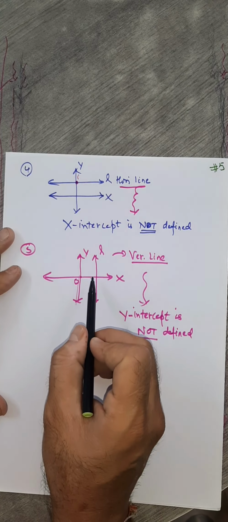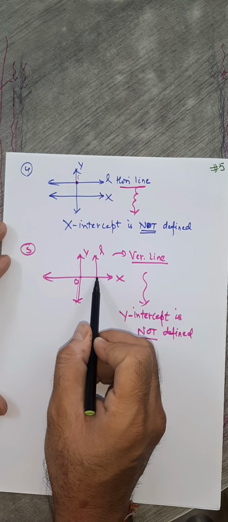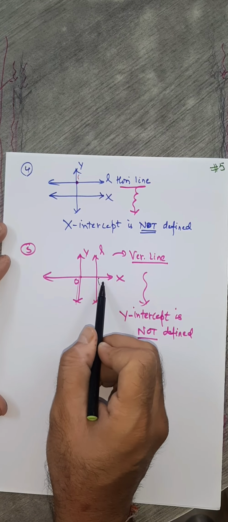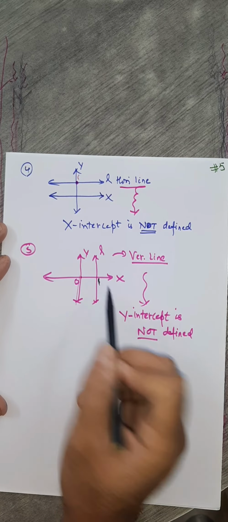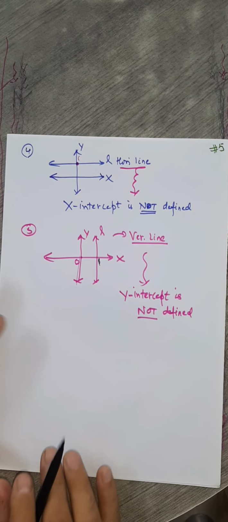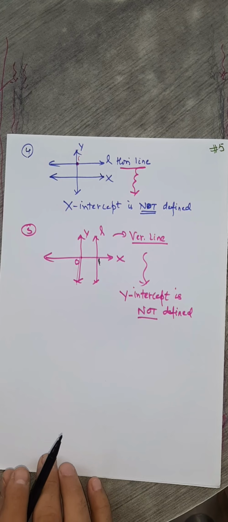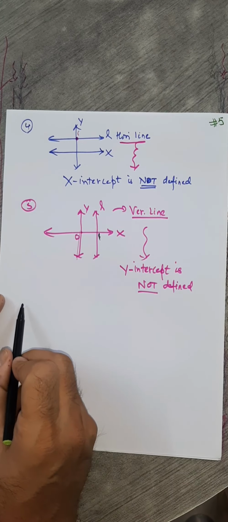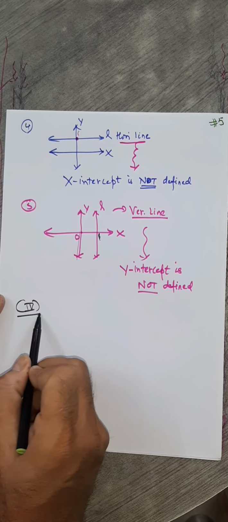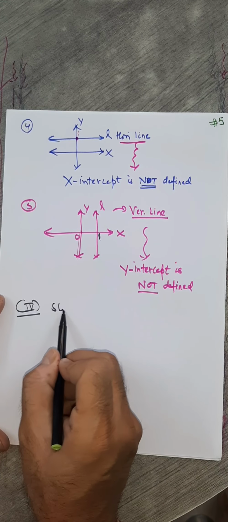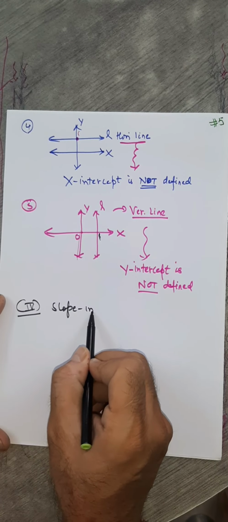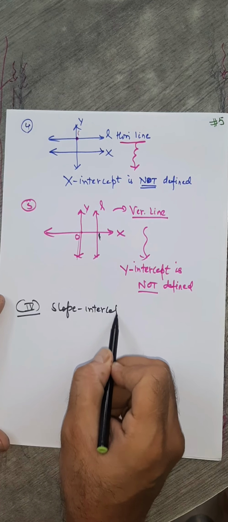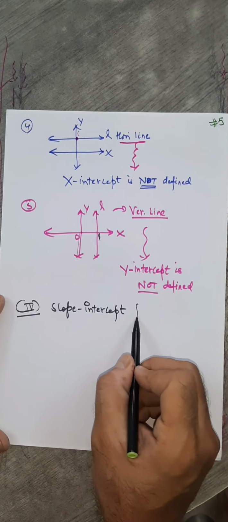Okay. What about the x-intercept? It does. If suppose this point is 3, 0, then the x-intercept will be 3. That's possible. Okay? So this is about intercepts. Now three forms were discussed. The fourth form is the slope intercept form.